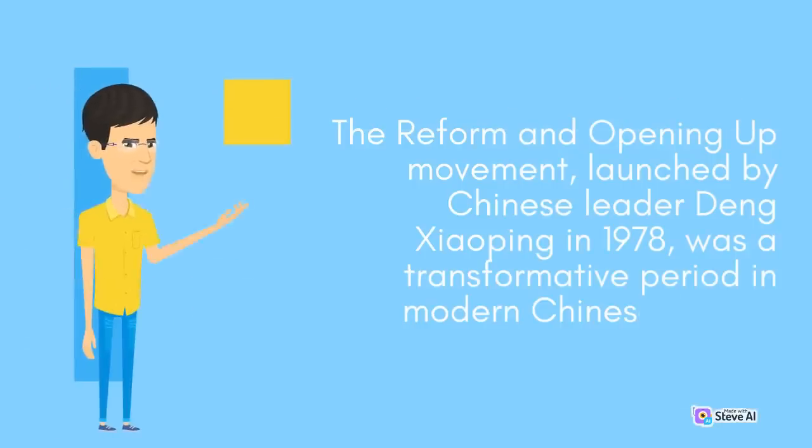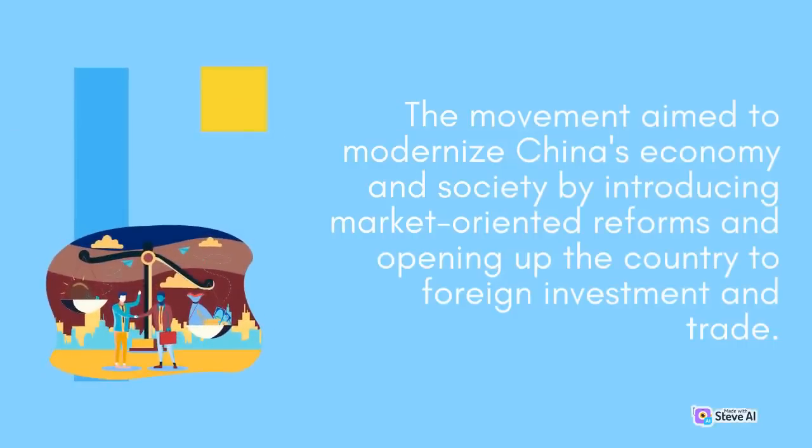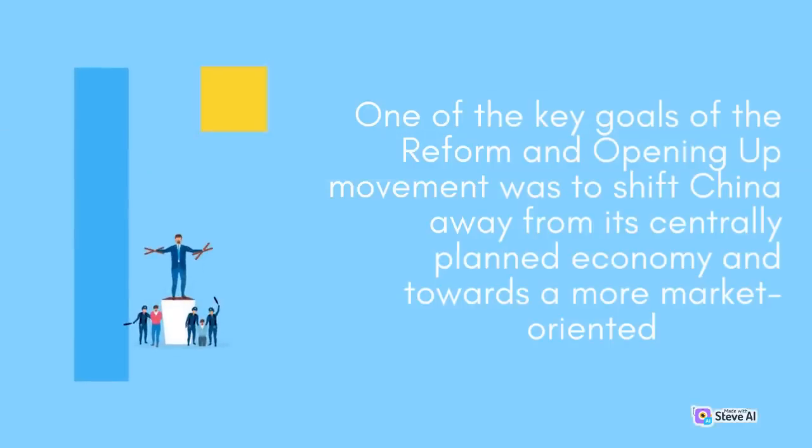The reform and opening up movement, launched by Chinese leader Deng Xiaoping in 1978, was a transformative period in modern Chinese history. The movement aimed to modernize China's economy and society by introducing market-oriented reforms and opening up the country to foreign investment and trade. One of the key goals of the reform and opening up movement was to shift China away from its centrally planned economy and towards a more market-oriented system.